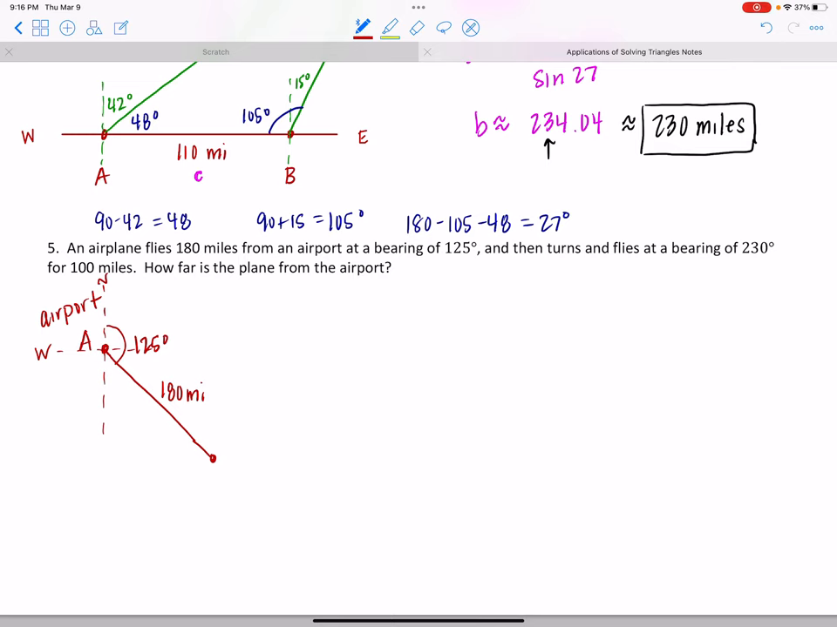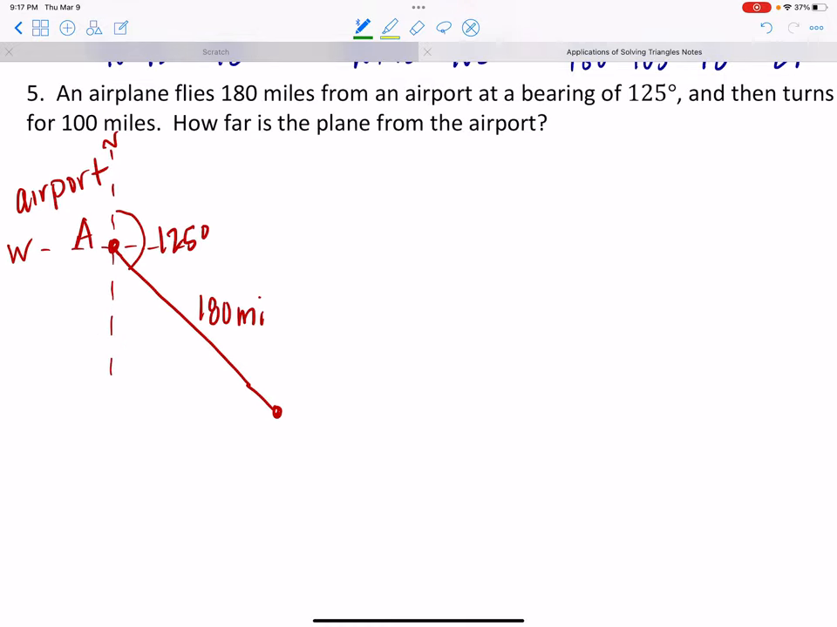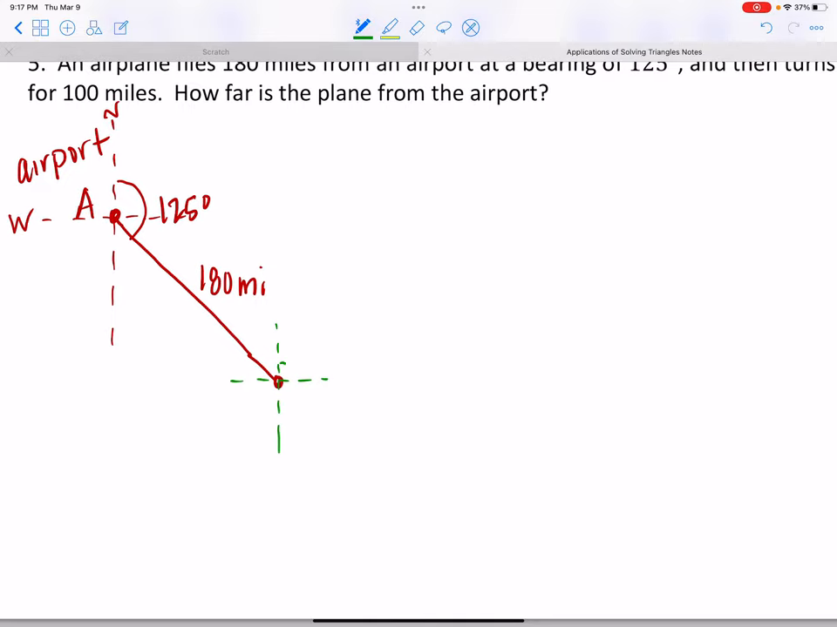Okay, so then from there, the plane turns, and then it's flying at a bearing of 230 degrees. So at this point, it makes a turn. Let me just draw in my north-south from here and east-west from here. The new bearing is 230 degrees. So again, I would start here. I would go 90, 180, and then not quite to 270. So 230 is going to be like here. And I'm going to go here for 100 miles. So let's call this 100 miles.